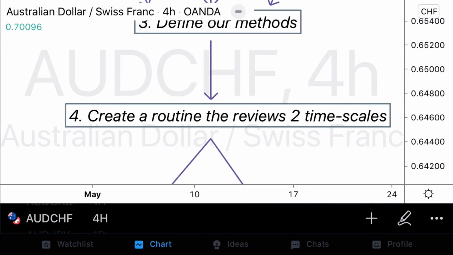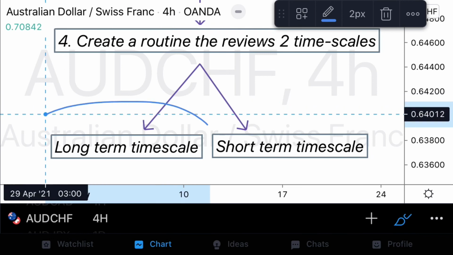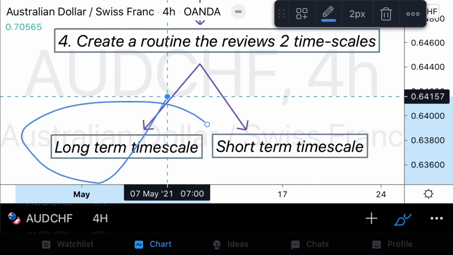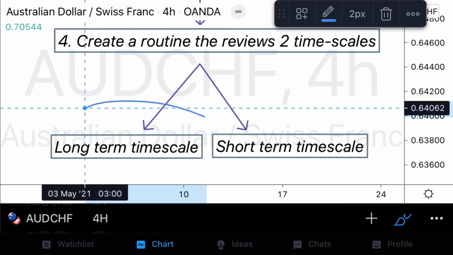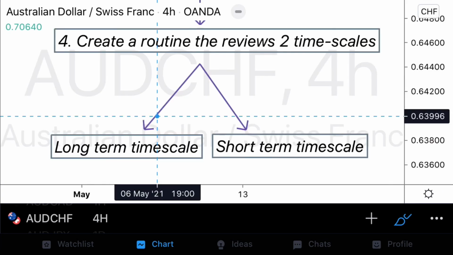Now, once we've defined our entry criteria, our structure, and our directional bias, these methods, then we want to establish and create a routine that reviews 2 different time scales. We want to have a routine that allows us to analyze long term, like having a routine every week that allows us to go through the pairs on a weekly basis to get a longer term view of what could be happening over the next few weeks. And then we also want to have a daily routine that allows us to isolate our analysis to the 3 small time frames, for example the H4, the H1, and the 15-minute. These are short-term time frames that will allow us to still analyze the market during the day to be able to still make trading decisions.